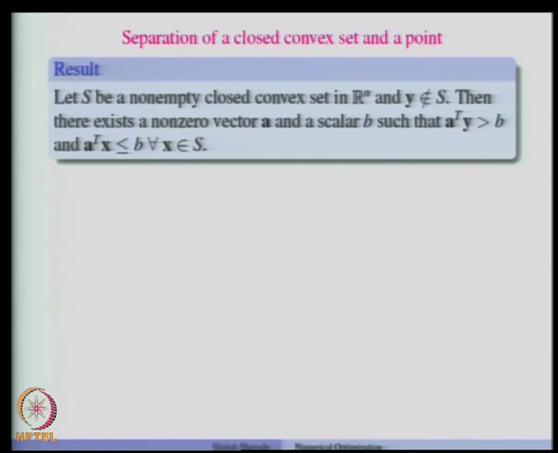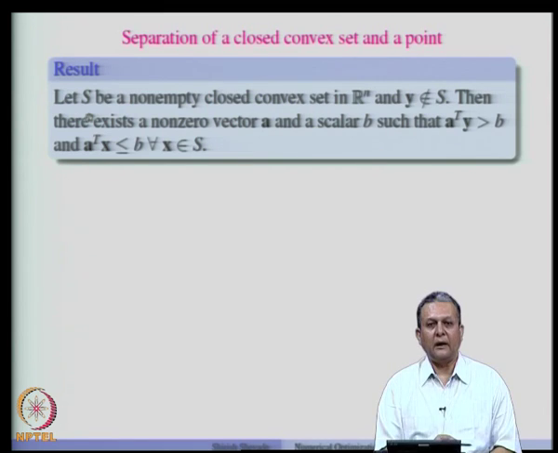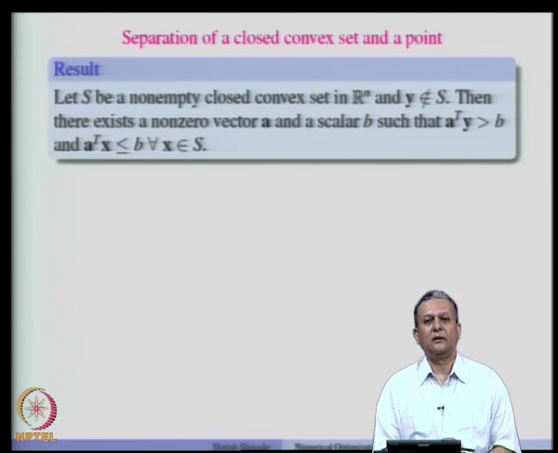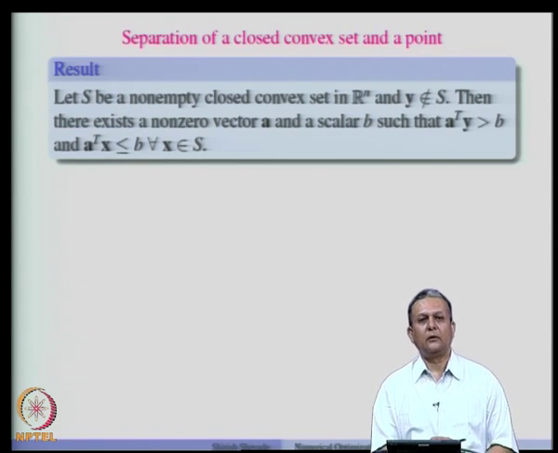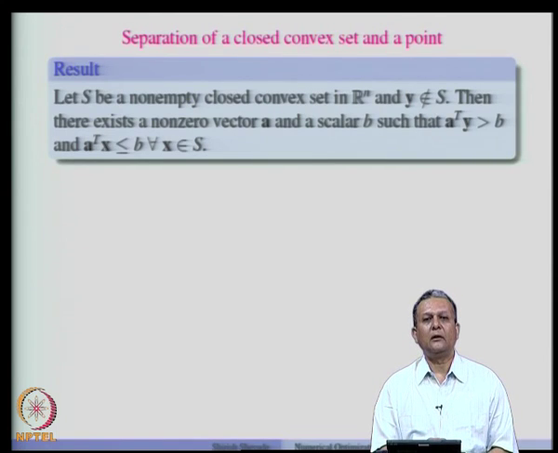Okay. Now, with this notation, we will now see the result, which discusses the separation of a closed convex set and a point. Now, suppose that S is a non-empty closed convex set in R^n, and let us take a point y which is not in the set S. Then there exists a non-zero vector A and a scalar B such that A transpose y is greater than B and A transpose x less than or equal to B for all x in S. So, which means that there exists a hyperplane which separates a non-empty closed convex set from a point y which is not in the set S.